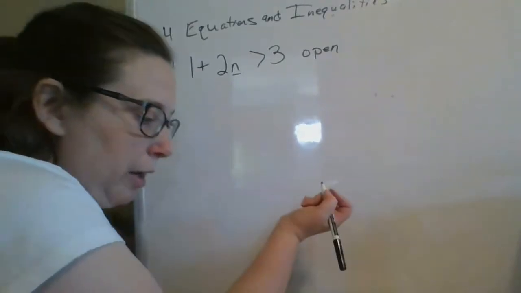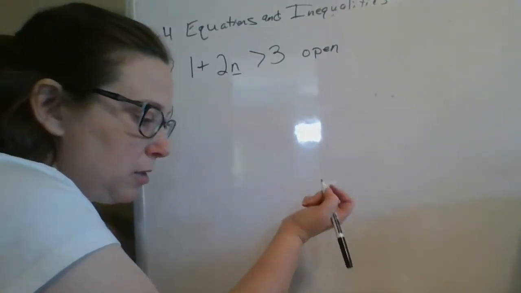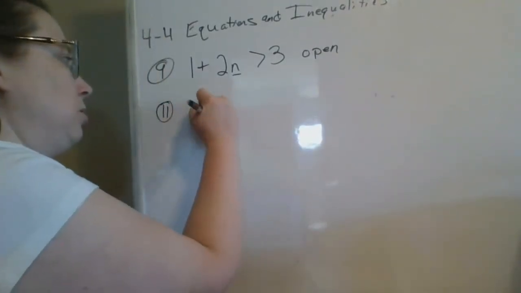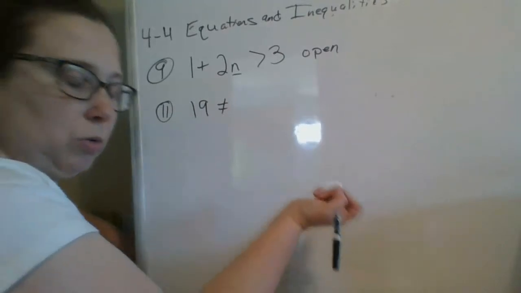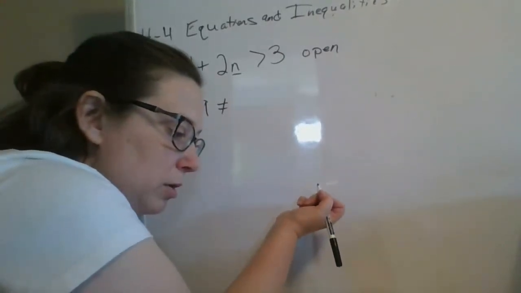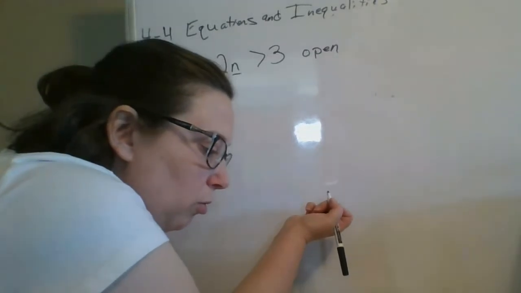Moving on to number 11, it says 19 is not equal to, so we have our not equal to sign, the sum of 1 and 1/10.